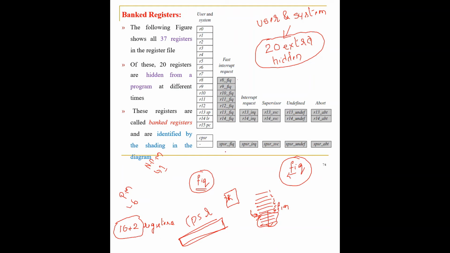So what will the saved program status register basically do? The saved program status register will contain the copy of the CPSR when the processor shifts from one mode to another, when the processor shifts from the non-privileged mode to the privileged mode. This is what is actually going to happen. That is why this SPSR comes into picture.